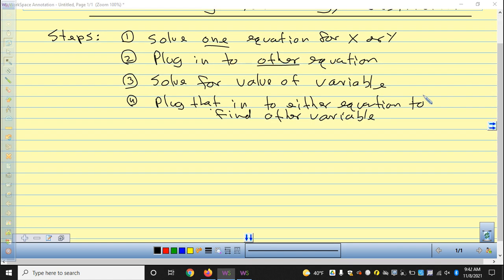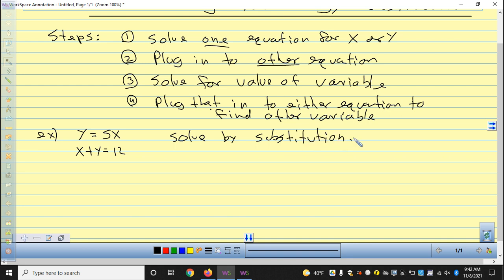All right, so I just want to look at some examples. On all of our examples, we're solving by substitution. We have y equals 5x, and x plus y equals 12. Now, when we're solving equations, a lot of times people have a favorite way of solving equations. But on your test, there will be problems that ask you to solve by substitution, solve by graphing, etc.